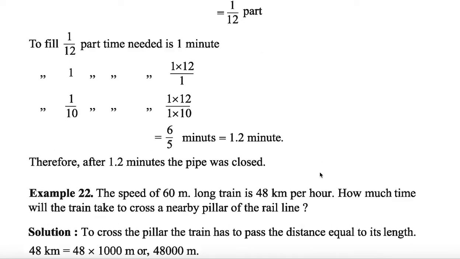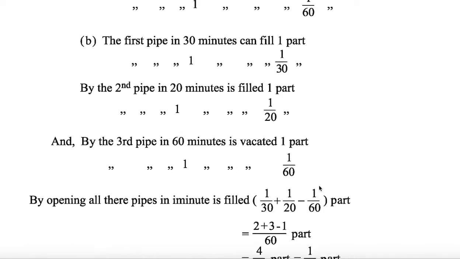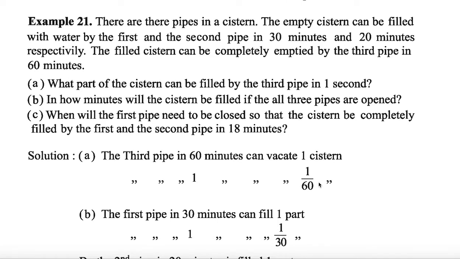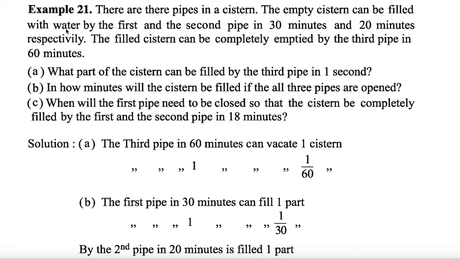This problem is quite famous. There are 3 pipes in a cistern. The empty cistern can be filled with water by the first and second pipe in 30 minutes and 20 minutes respectively. That means if the first pipe alone fills the cistern, it will take 30 minutes. The second pipe will take 20 minutes alone. The filled cistern can be completely emptied by the third pipe in 60 minutes.